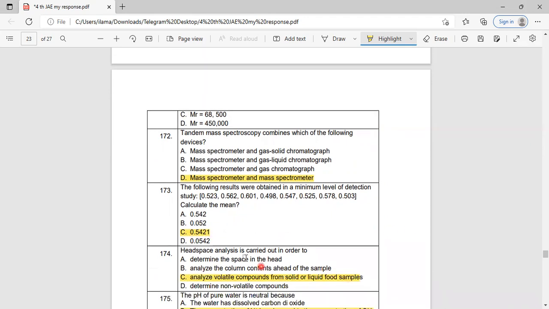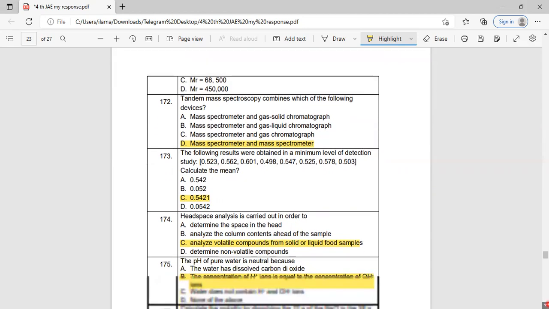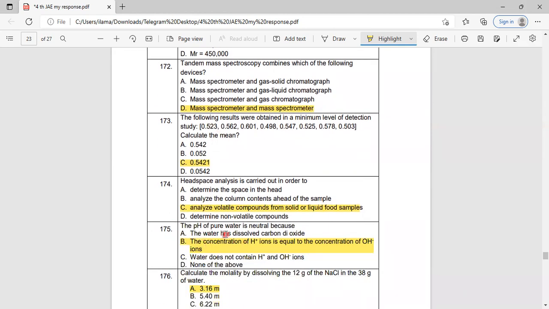Next, headspace analysis is carried out in order to analyze the volatile compounds from solid or liquid food samples. Next, the pH of pure water is neutral because the concentration of H plus ions is equal to the concentration of OH minus ions. Calculate the molality by dissolving 12 grams of NaCl in 38 grams of water. If you substitute the values in the molality formula, you will get the molality as 3.16 m.